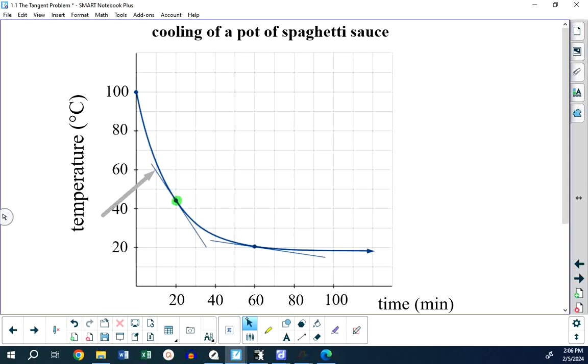So what's happened is somebody's heated up some spaghetti sauce, they've turned the burner off, and it's going to be cooling. Of course, if you've taken Math 30, you will know that there will be a horizontal asymptote here, which will be room temperature.